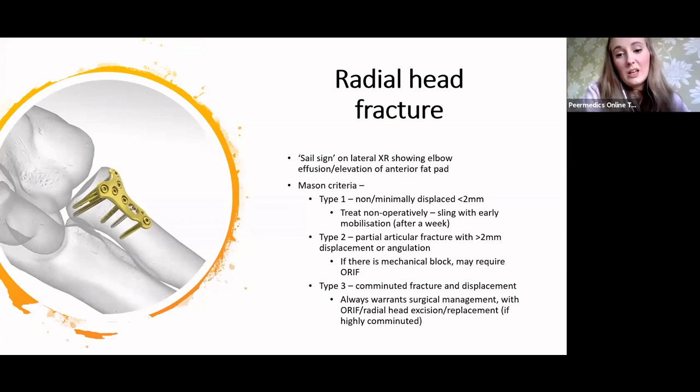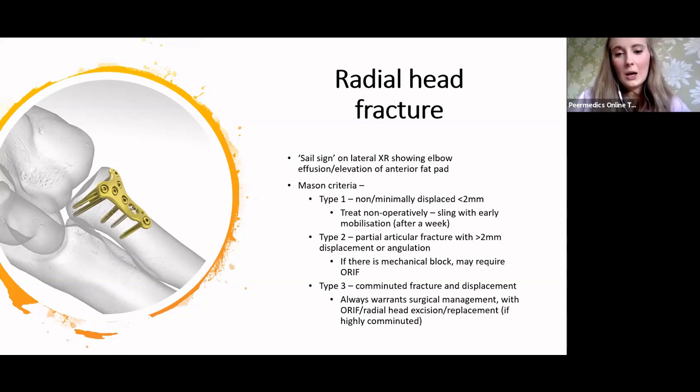Type 1, if it's not displaced much, by less than about 2 millimeters, you probably just treat it with a sling for about a week, and then you try to get the patient moving. Type 2, you can treat very similarly, but if there are what you call mechanical blocks, if the patient is struggling to move it, you might want to consider an open reduction and internal fixation. For anyone who doesn't know, if you see the abbreviation ORIF, that's just open reduction, internal fixation.